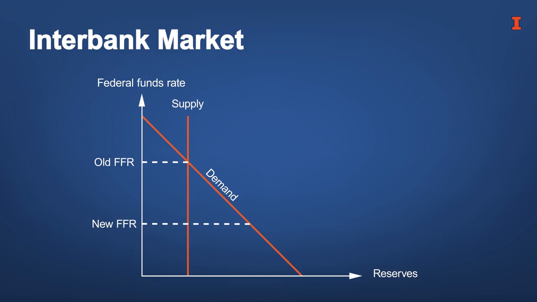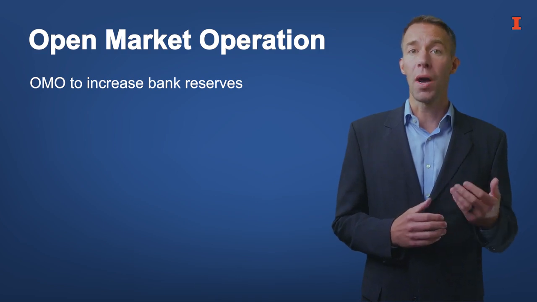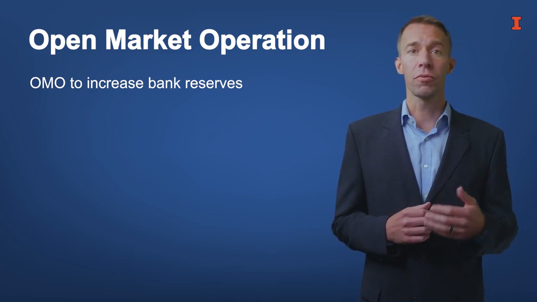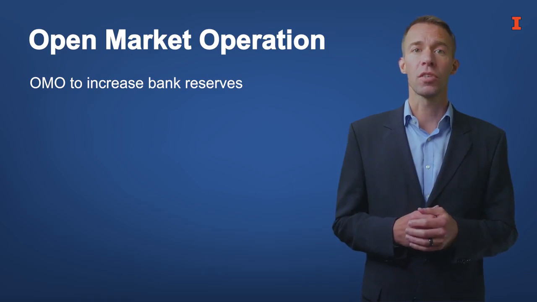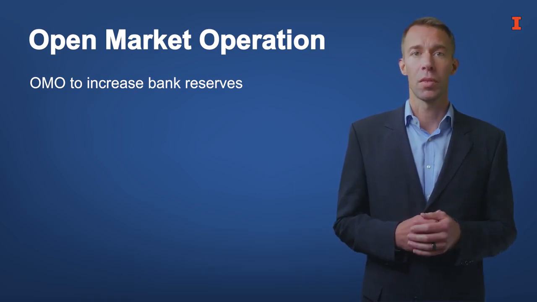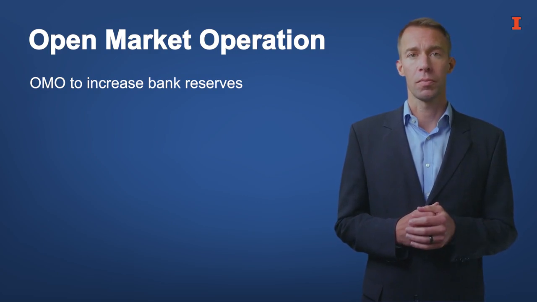Let's assume the Federal Reserve wants to decrease the interest rate. To achieve this, the Federal Reserve could shift the supply of reserves to the right. The new equilibrium features more federal funds, which will be traded at a lower interest rate. Open market operations allow the Federal Reserve to manipulate the quantity of reserves in the system. How does the Fed do this?